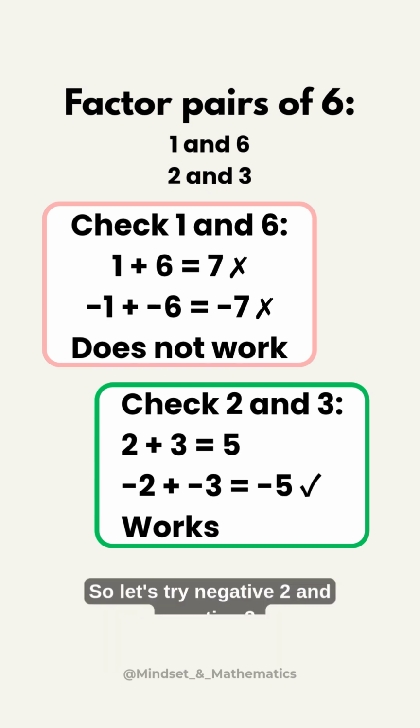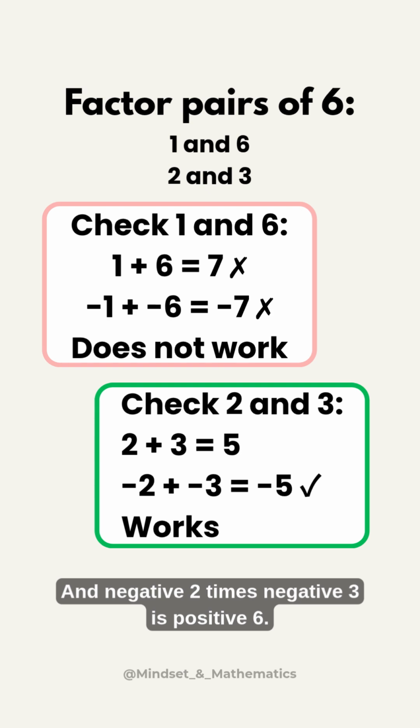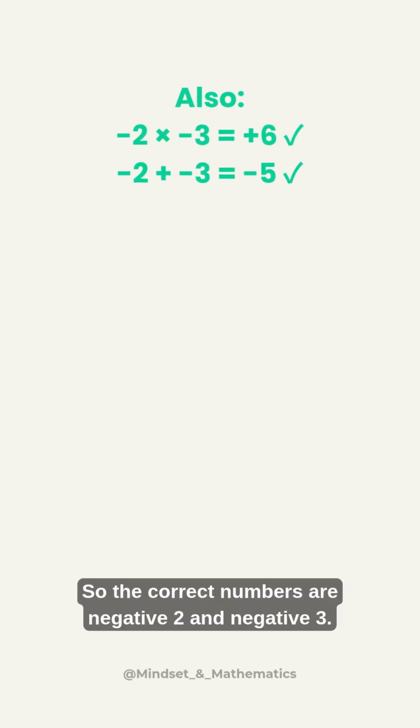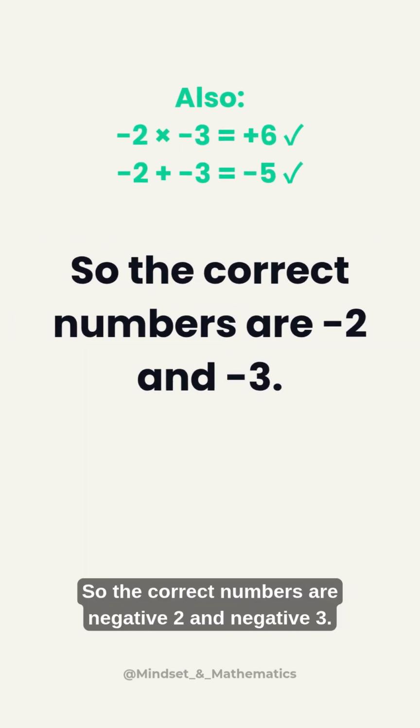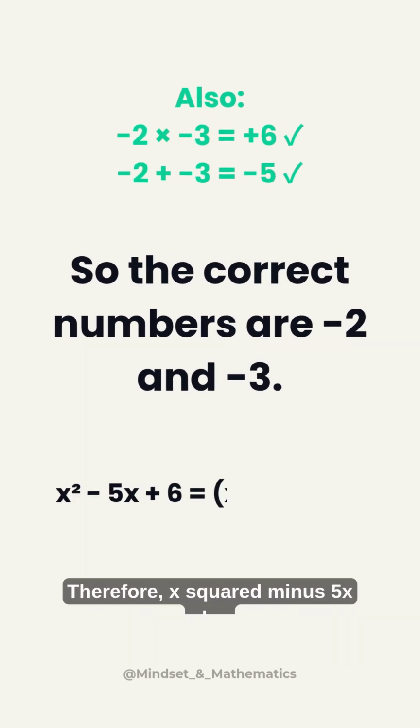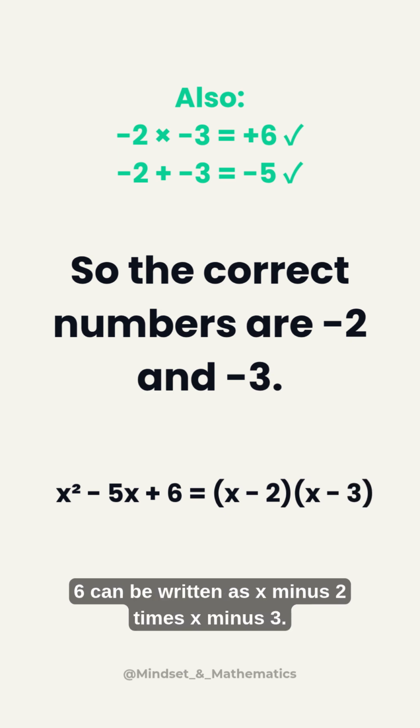So let's try negative 2 and negative 3. Negative 2 plus negative 3 is negative 5, and negative 2 times negative 3 is positive 6. So the correct numbers are negative 2 and negative 3. Therefore, x squared minus 5x plus 6 can be written as (x minus 2) times (x minus 3).